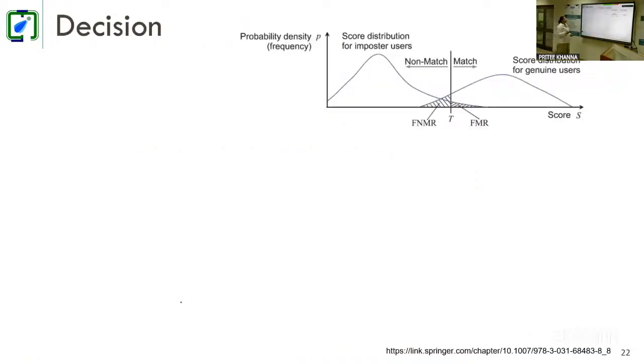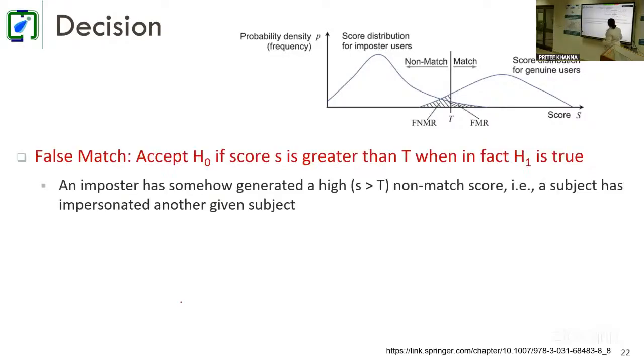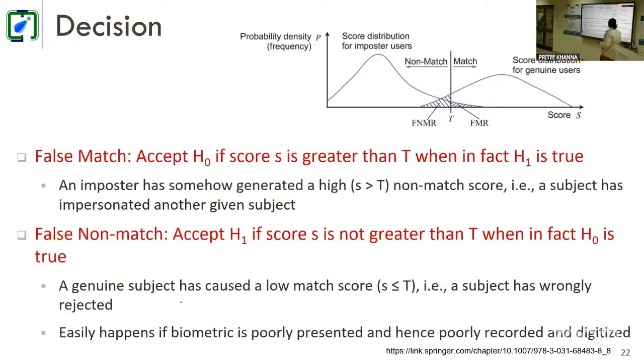So here you can see again the same picture. Here there is a match, here there is a non-match. I think I have already explained that if an imposter is somehow generating a high similarity score, then the subject will be allowed access. Similarly, a genuine user who causes a low matching score will be rejected. If your features are not accurately extracted, this is going to happen frequently, because the original user's templates are not accurate.